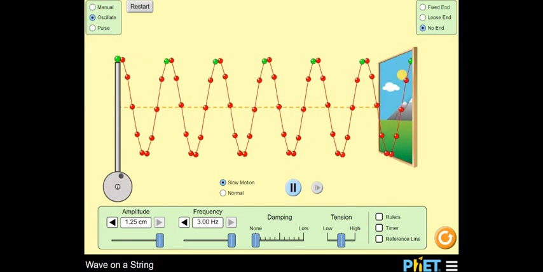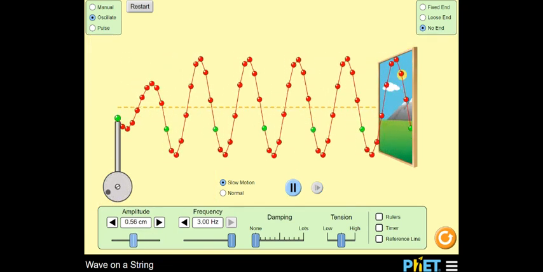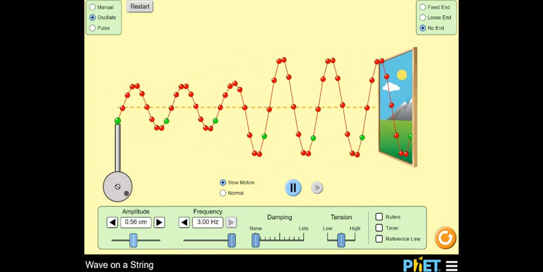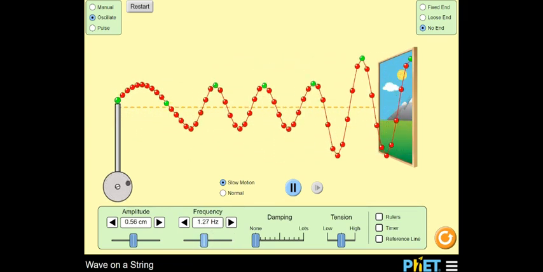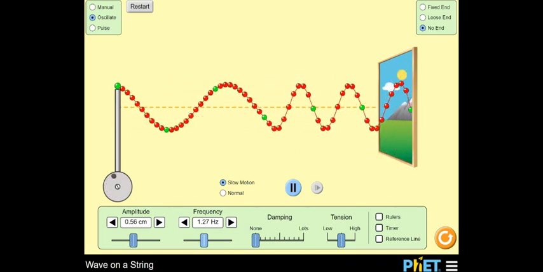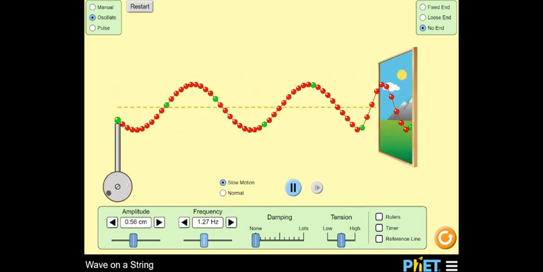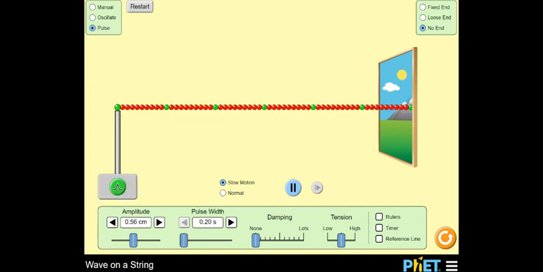So it appears that changing the amplitude of the wave doesn't make the waves go any faster. Changing the frequency of the wave doesn't make the waves go any faster. What is it that affects the speed of the wave? Well, let's go back to our pulse configuration. And there's a thing that we haven't played with yet, the tension over here. You see, if I add that wave going along here, and I increase the tension in this wave, the wave goes faster. If I decrease the tension, then the wave goes slower.